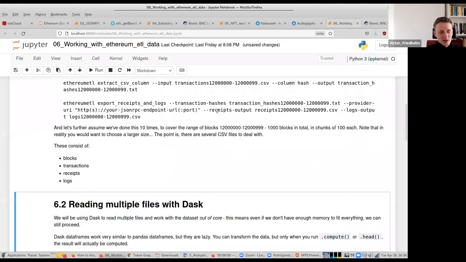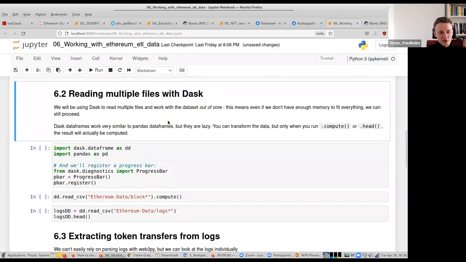What I can recommend for working with this is using the Python library Dask. Dask allows you to read multiple files and work with the dataset out of core, meaning if, for example, your pandas data frame doesn't fit into memory, then you're at a loss. But if you work with Dask, then you can load datasets that are larger than what your memory is actually able to handle.